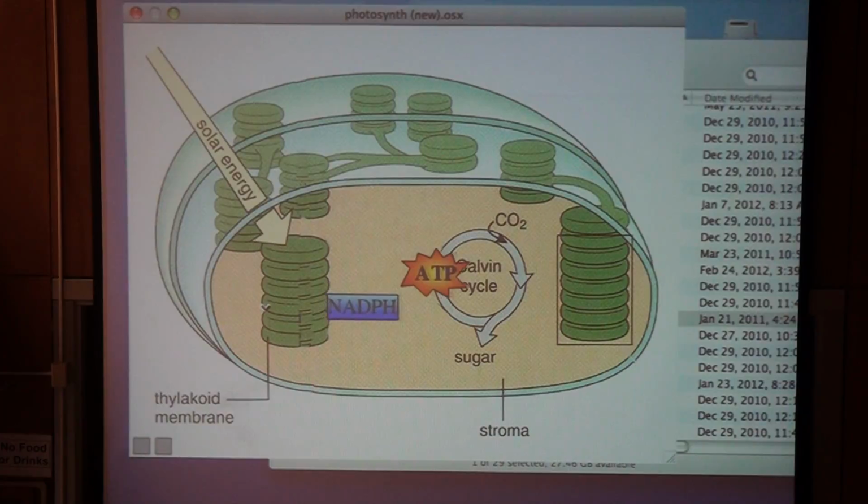There we go. So in the light-dependent reaction over here, solar energy is converted into ATP energy and NADPH energy, and then those drift into the stroma where the Calvin cycle enzymes use them to power this non-spontaneous glucose-making reaction.